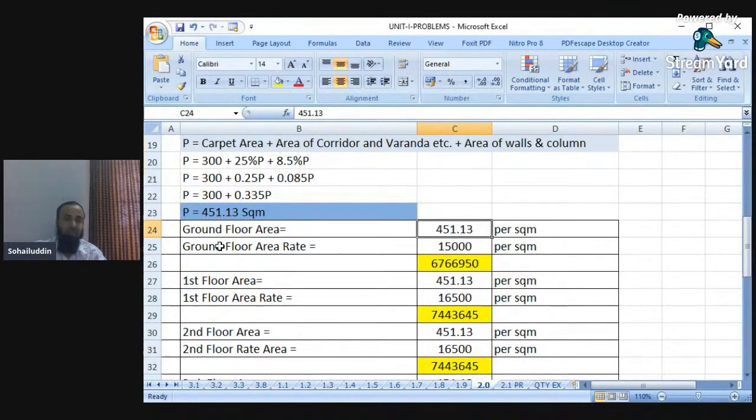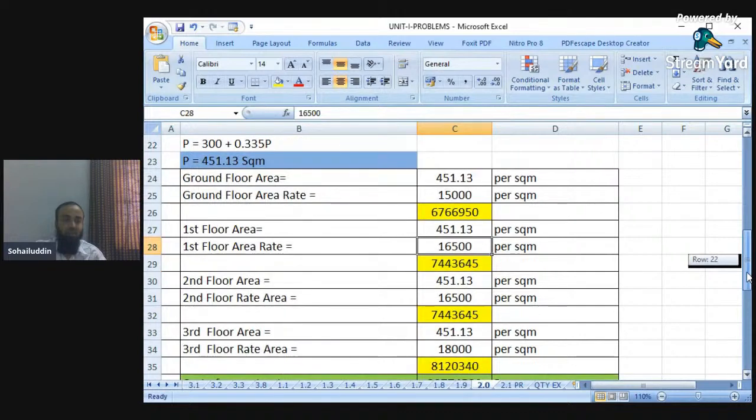What is the rate which is already mentioned? The ground floor rate is 15,000 per square meter. That comes to 6,766,950. Again, for the first floor, the plinth area is the same, 451.13, but its cost is different. The ground floor cost is 15,000, but the first floor cost is 16,500. The area will be the same, but the cost is somewhat different, so the cost here is 16,500.